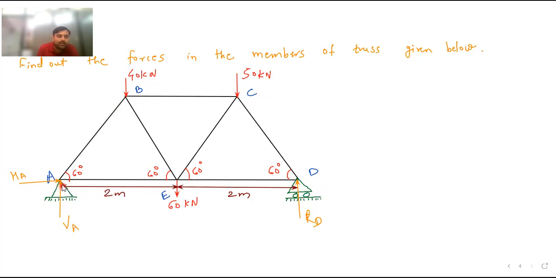So if I apply moment of all the forces about A equal to zero for the whole truss, then I can take the moment of every force: 40 kN force about point A, 60 kN force about point A, 50 kN force moment about point A, and then RD into 4. The total distance is 4. So you will get the value of RD. Then apply summation FY, you will get the value of VA. Then apply summation FX, you will get the value of HA.